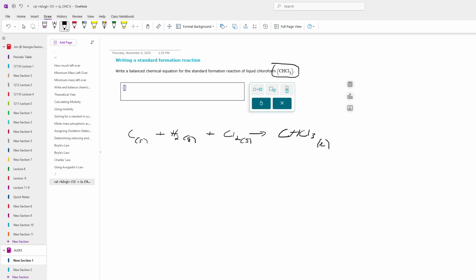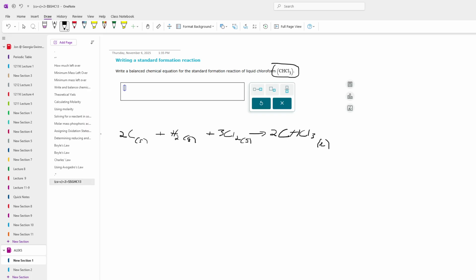Step number two is to balance it. And let's see if we can do that. I can see my big problems can be in the chlorines there. So it seems to me that if I put a 2 here, and if I put a 3 here, that should balance the chlorines. Okay, so that means I need to even everything else up. So hydrogen's going to be the same, and carbon's going to be a 2. Okay. All right. That's step number two.